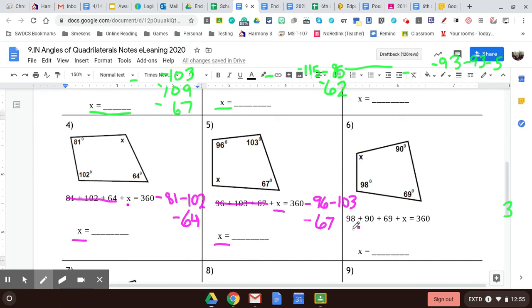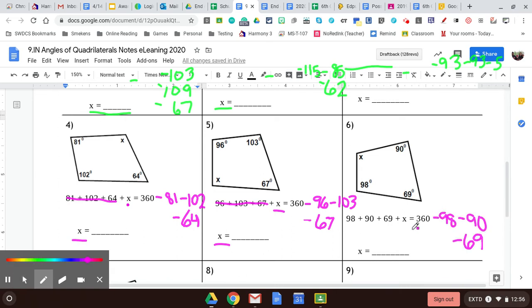Great job. Number 6, I have my 4 angles listed out here, equals 360 because that's what they always add up to. So I'm going to do the opposite and I'm going to subtract from each side. So I have 360 minus 98 minus 90 minus 69, and that means it cancels out on this side, so I'm left over with x, and x is what for number 6?